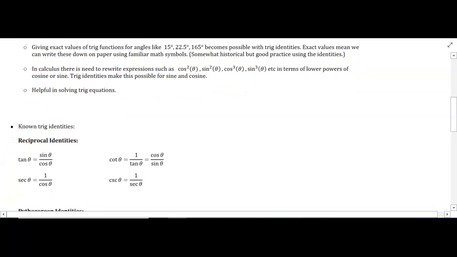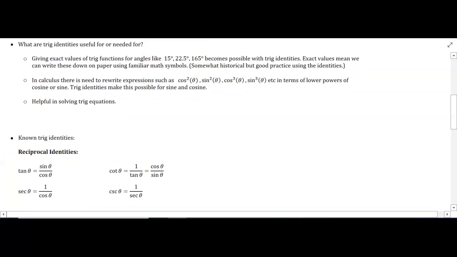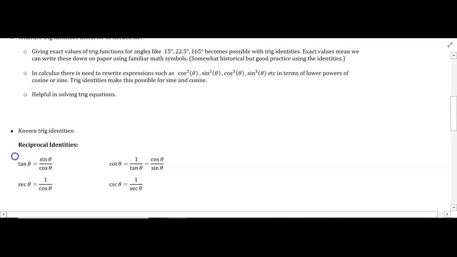What are some trig identities we know about or should be known to us? The reciprocal identities, a definition for tangent and secant and cotangent and cosecant are given here. Tangent is equal to sine over cosine. It's an identity. Cotangent is the reciprocal of tangent. It's cosine over sine. Secant is defined to be 1 over cosine. Cosecant is defined to be 1 over sine. So we can think about those as identities as well.